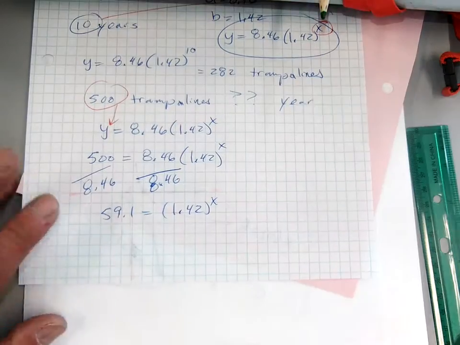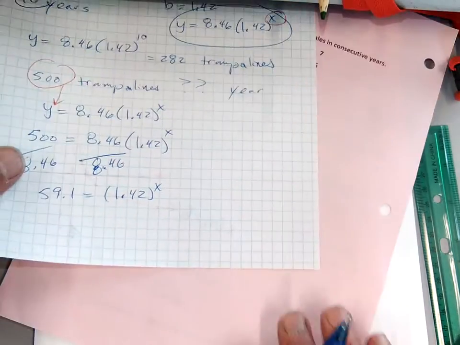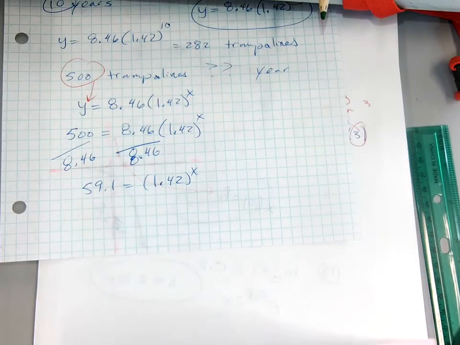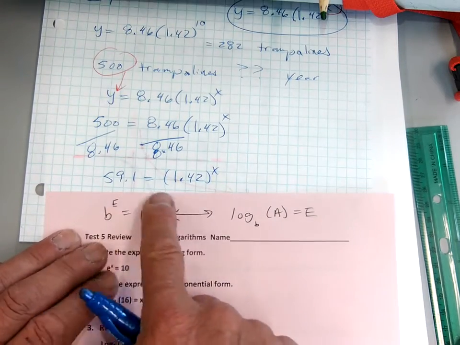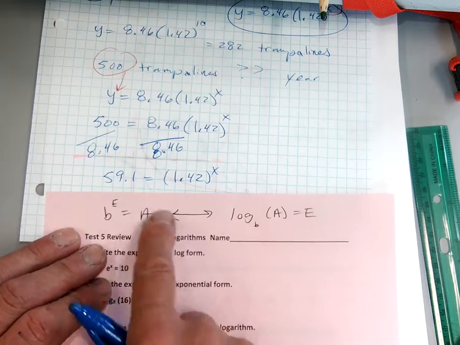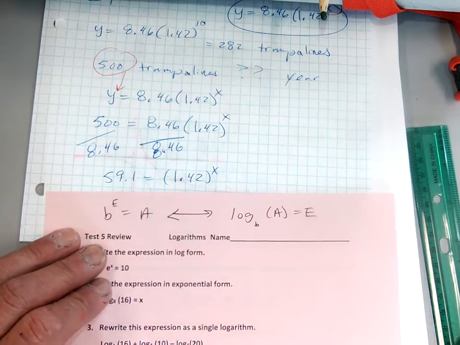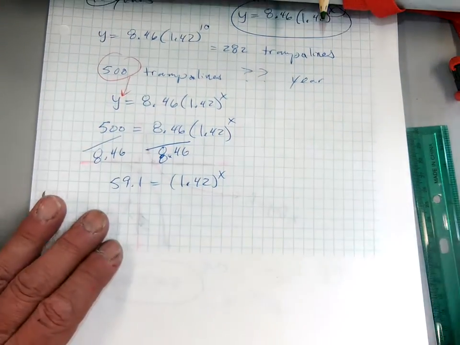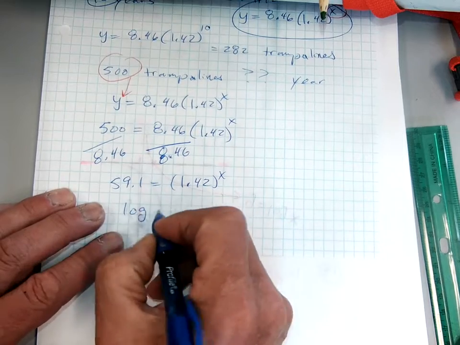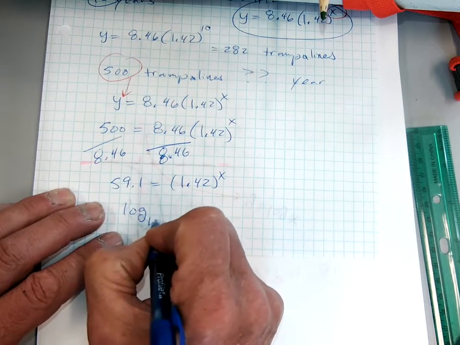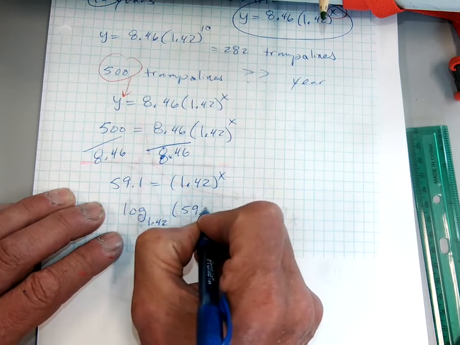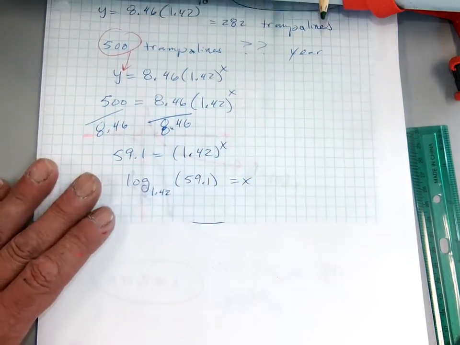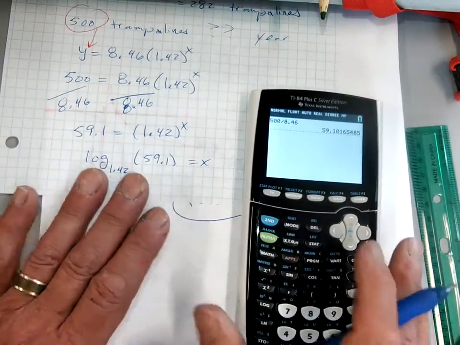Now, this is what I love about these fancy calculators. If I change this to log form, my calculator will be able to do it. So I'm going to go from exponential form to log form. I'm going to rewrite this as log base 1.42 of 59.1 equals x.